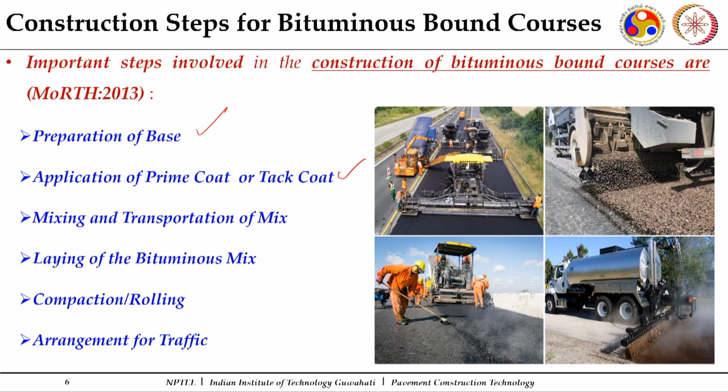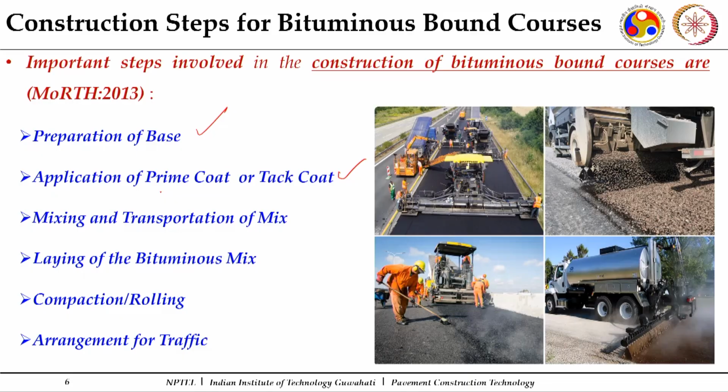whether it is an unbound granular layer or an existing surface, because there may be some strengthening or widening exercise required. So, an existing bituminous surface may already be there, over which some bituminous bound layer is to be constructed. In that case, depending upon what type of existing surface is there, we need to go for an application of a prime coat and tack coat, that we will discuss in the upcoming slides. Then the other aspect is that the mix needs to be produced. So, the mixing is an important parameter.